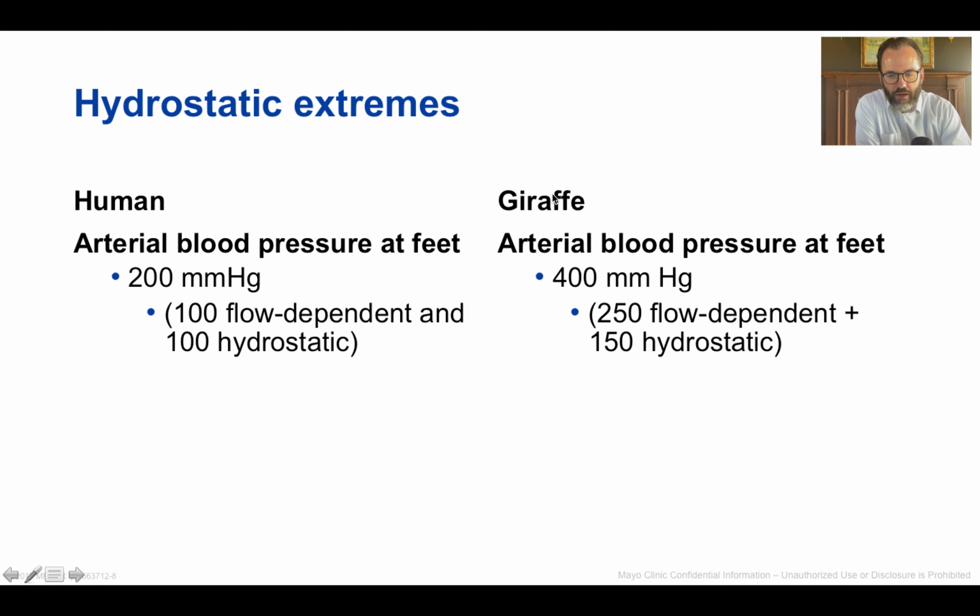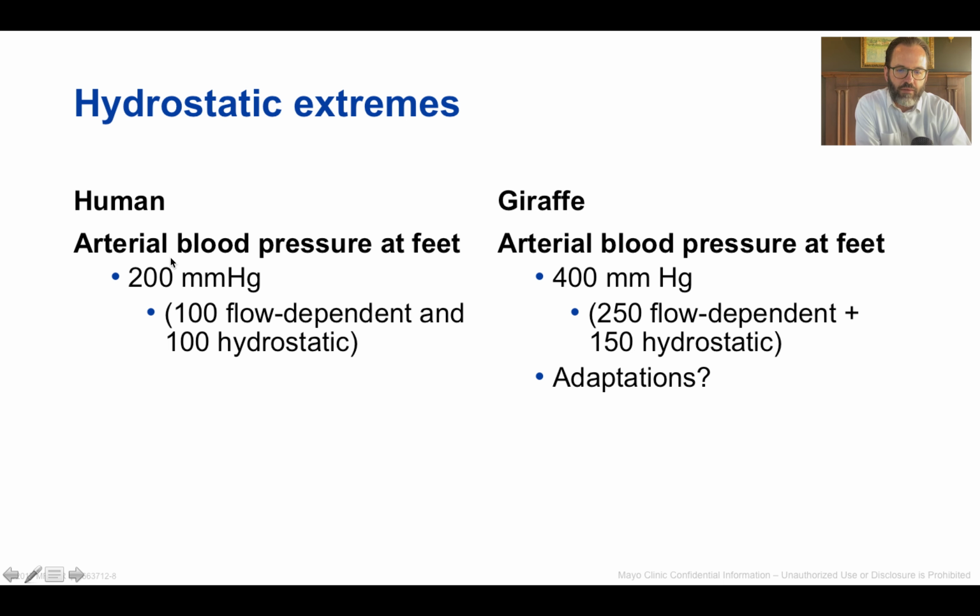Now, the giraffe, in contrast, the arterial blood pressure at the feet is roughly 400 millimeters of mercury, right? So it is nearly twice of what it is in humans, and that has roughly 250 millimeters of mercury being flow dependent and 150 millimeters of mercury being hydrostatic. So tremendous increase in the stress that is being placed in those capillary beds, in those arteries at the feet of the giraffe, in large part because of this increase in the hydrostatic column, as well as an increase in flow-dependent pressure. And so you say, well, what are the adaptations that occur when you have such a high pressure?